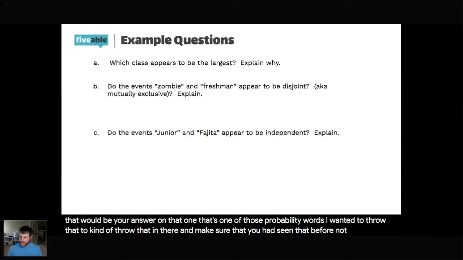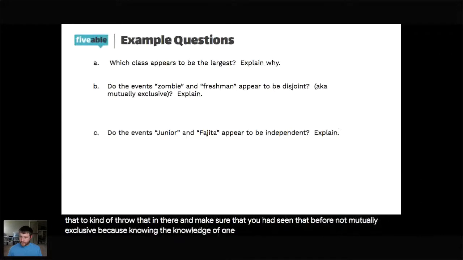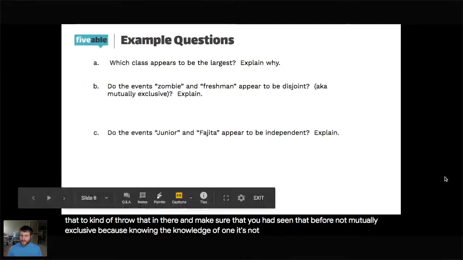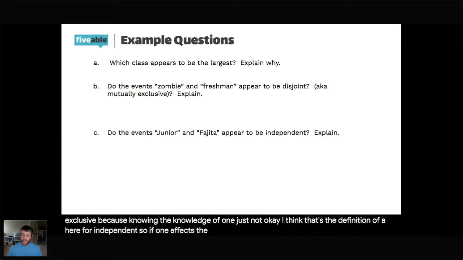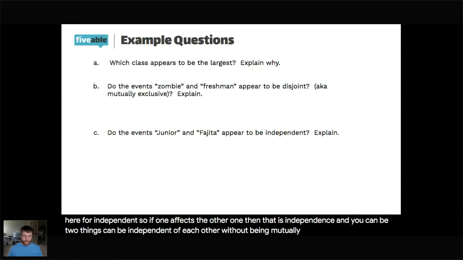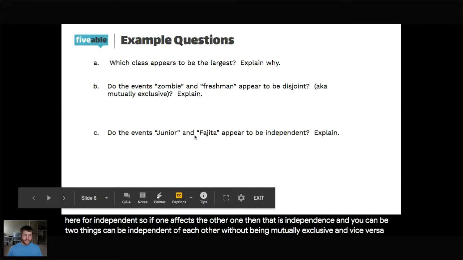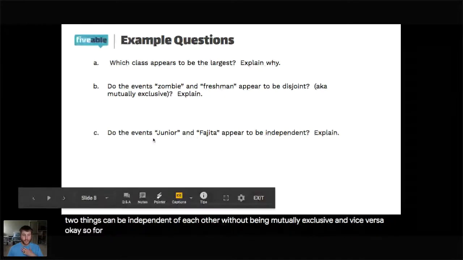Not mutually exclusive, because knowing the knowledge of one is not. Okay, I think that's the definition over here for independent. So if one affects the other one, then that is not independence. And two things can be independent of each other without being mutually exclusive, and vice versa. Okay, so for C, that's what we're going to look at. Junior and fajita, do those appear to be independent?